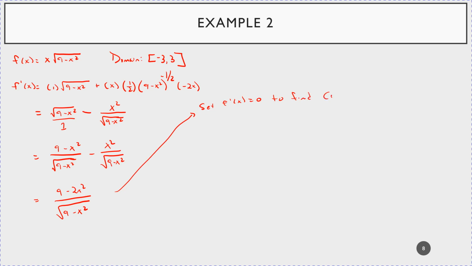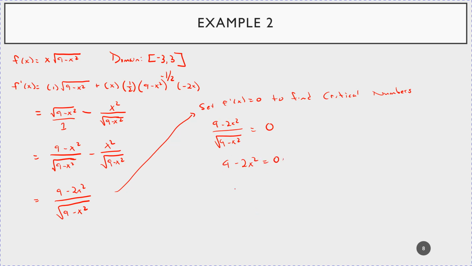Or these critical numbers. I call them critical values sometimes. So I have (9 minus 2x squared) all over the square root of (9 minus x squared) equal to 0. Since you want it to be equal to 0, you just want the numerator to be equal to 0 here. There's no common value that will make the numerator equal 0 and also make the denominator equal 0. So you're really just solving 9 minus 2x squared is equal to 0.